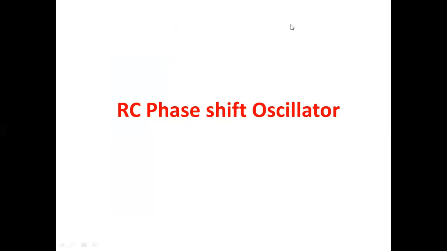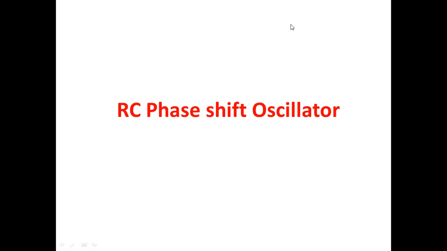We know that oscillators produce output without any AC input signal, but they use positive feedback. So oscillators are basically amplifiers with positive feedback, and they are used to produce sustained oscillations at the output without any external AC input signal.